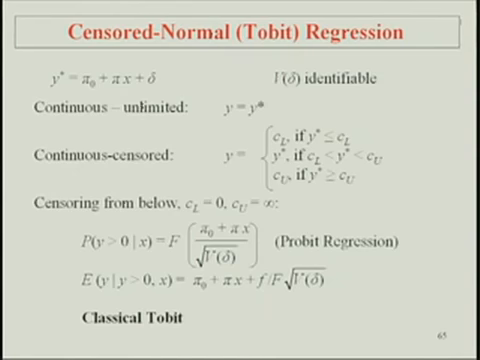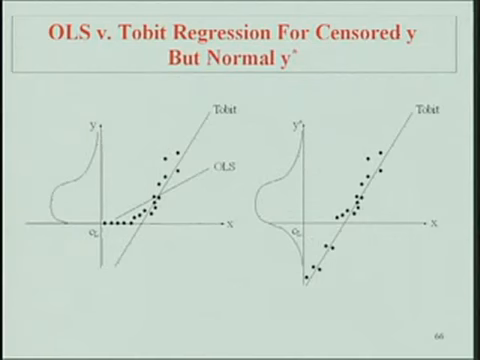The picture on the right here corresponds to a lower censoring point, CL. It could be censored from above as well, not only from below, like it is there. So you only observe the y star variable in certain regions. So it's a latent variable model. The latent variable becomes observable in this case in the positive region. It's unobserved in the negative region.